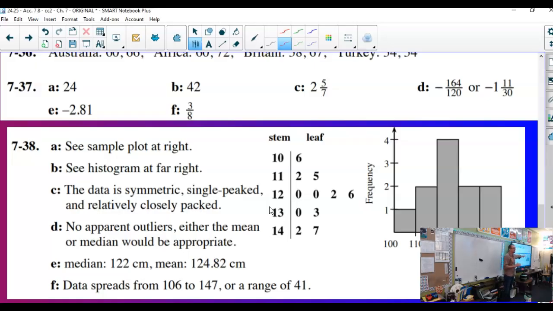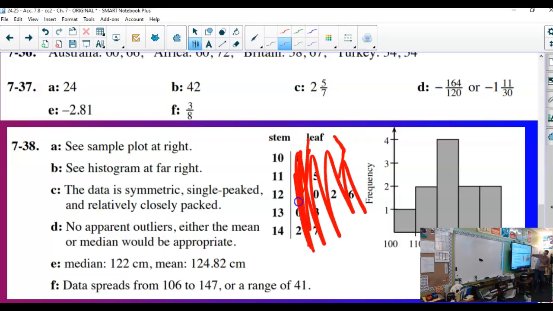Your leaf is only ever the ones place. Your stem is everything else. This lets us organize our data. So before any of this would happen, you just literally say, my lowest number is 100 something. So I'm going to start my stem at 10, then 11, then 12. And we put all of the stems to get to our highest number. Like, let's say we didn't have any 110s. We still put that stem. We just then would not put any leaves over here.